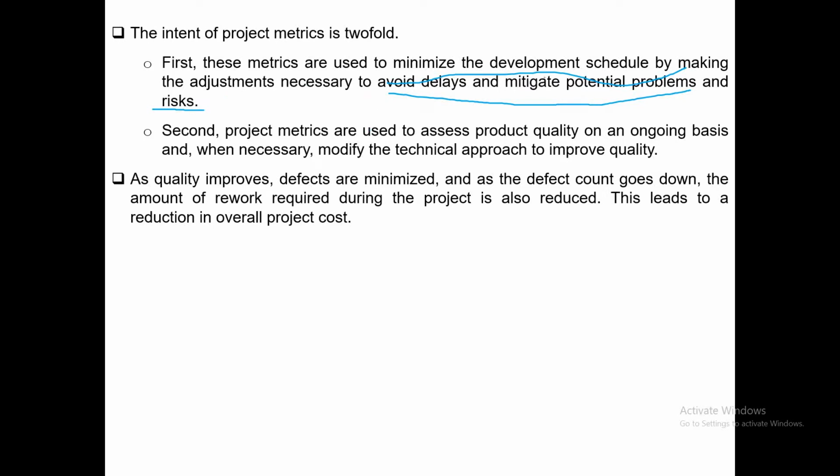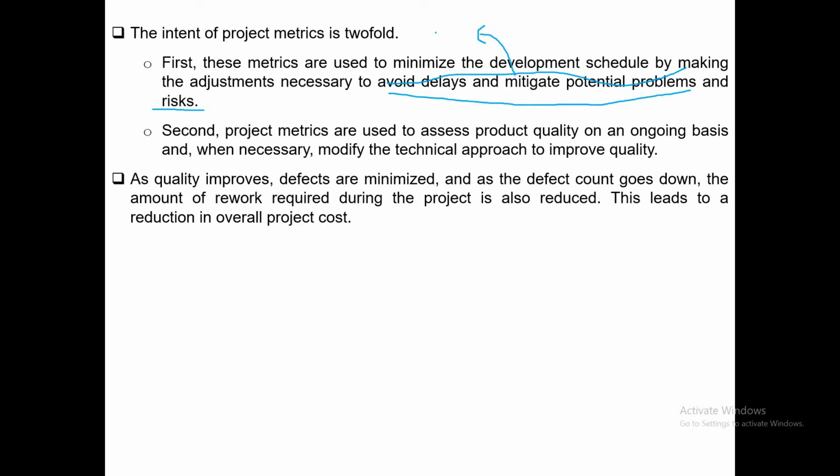Project metrics help to minimize the development schedule. The sooner you finish your development, the sooner the software is ready for delivery. So how does it minimize the development time? Because it helps you adjust necessary parameters. If you observe that we are lagging behind for certain specific reasons early in the development life cycle, then the project manager can take action in advance, so that the project will not get delayed.